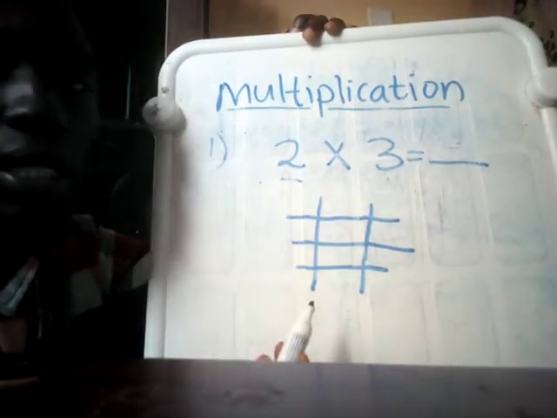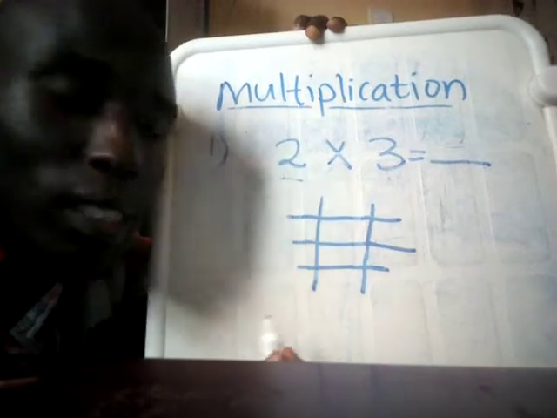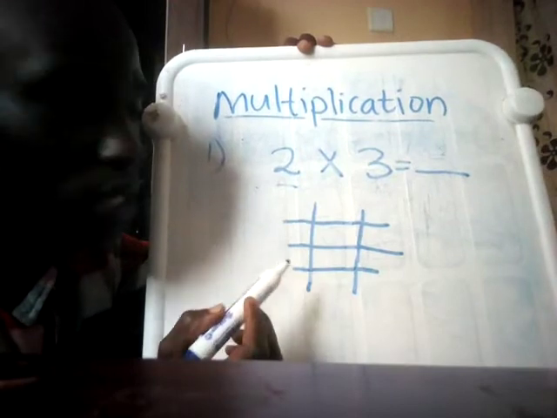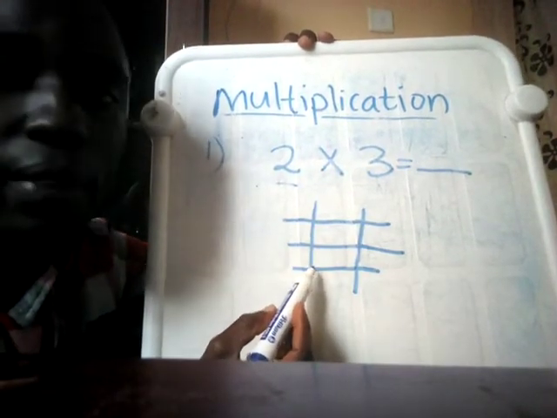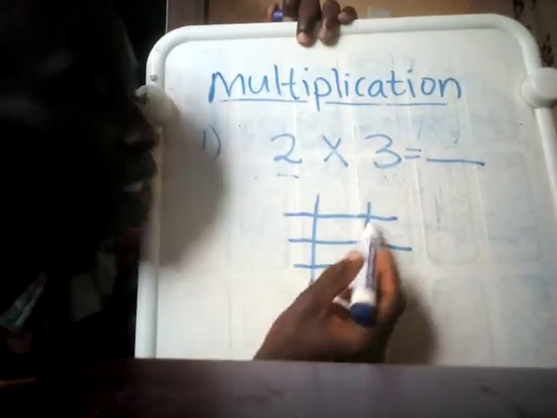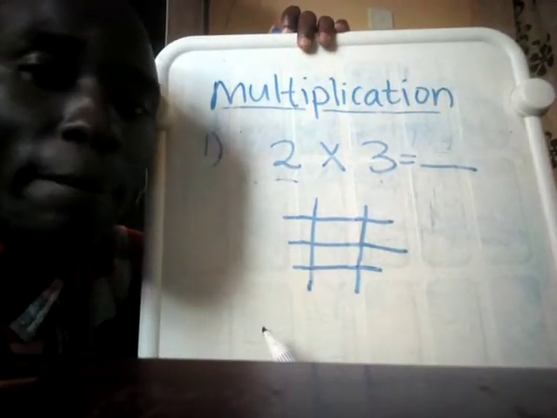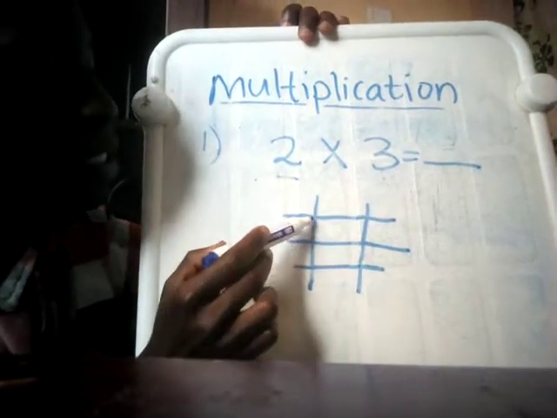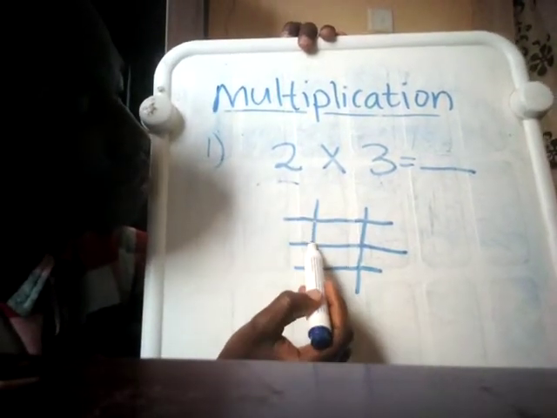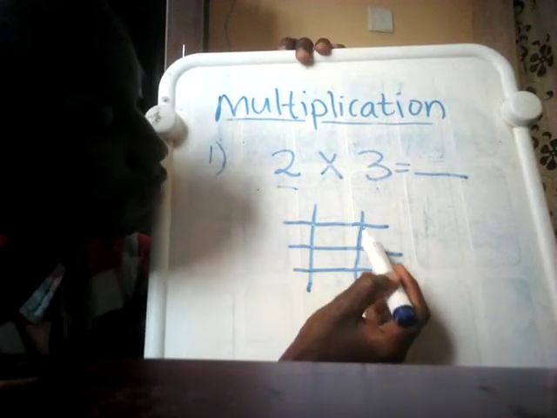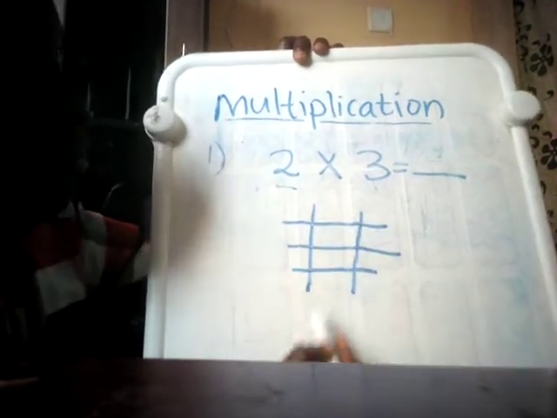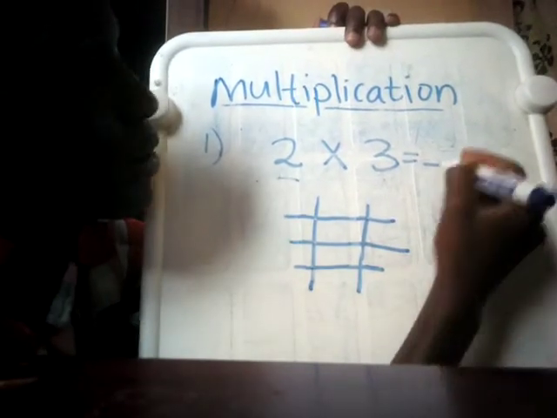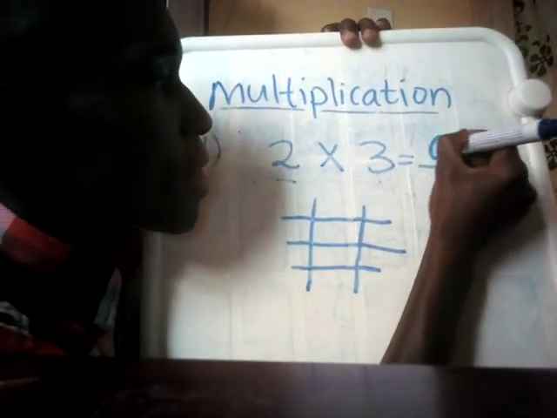Okay, so after doing this, we are going to count all the points of meeting between the rows and columns. Let's count together all the points where the rows and columns are meeting in this example that I've drawn here. Let's start from this side. 1, 2, 3, 4, 5, 6. So the points for meeting in our rows and columns are 6. So 6 is our answer. Then you write the answer there.